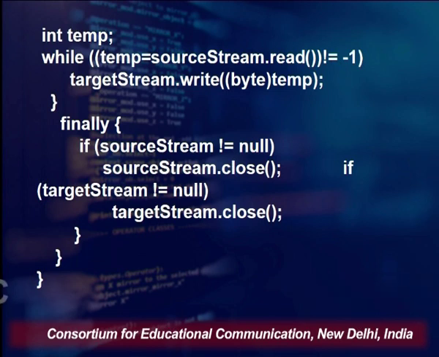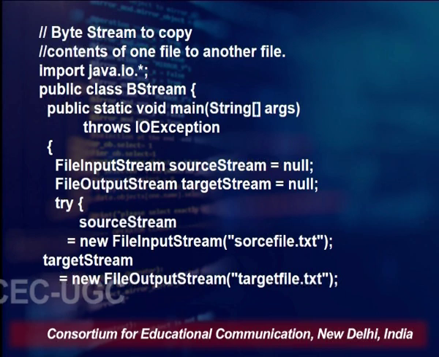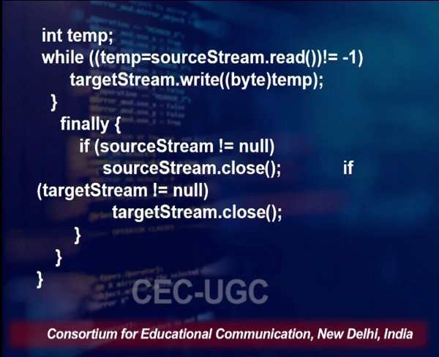So, how are we going to do this? Here we have int temp, which means the data we are going to read is available in the form of integers. So, while temp = sourceStream.read() != -1. What does it mean? This actually means while you are able to read through that source stream, and please recall that this source stream is actually connected to source file.txt.